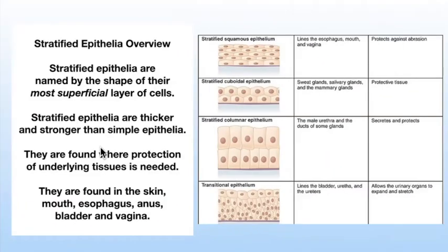Stratified epithelium overview. Stratified epithelium are named by the shape of their most superficial layer of cells. Stratified epithelium are thicker and stronger than simple epithelia. They are found where protection of underlying tissues is especially needed. They are found, for example, in the skin, the mouth, the esophagus, the anus, the bladder, and the vagina.